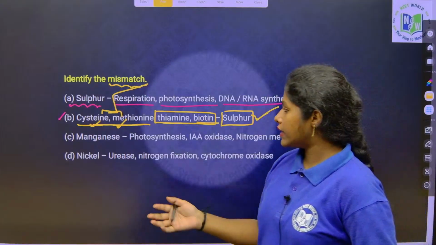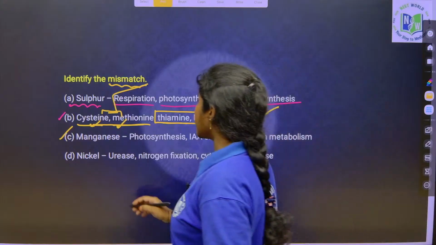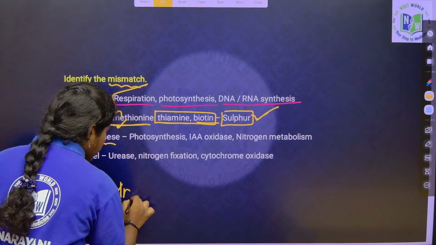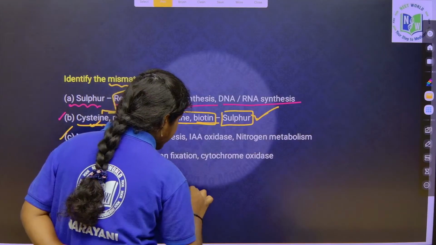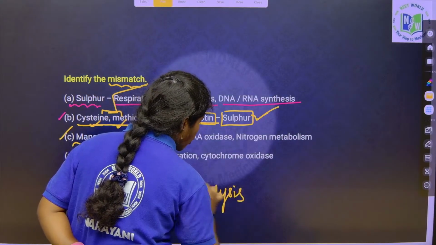Let's find that out. Next is C, manganese. So here is manganese, and for manganese and chlorine, students, you have to remember for sure they are involved in the photolysis of water, or splitting of water.